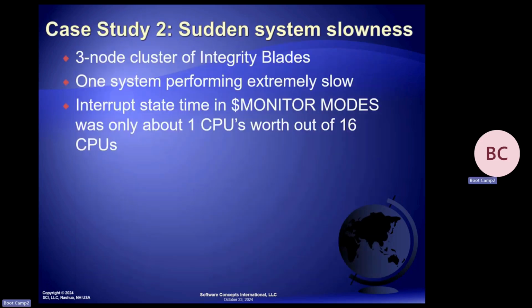Another case, we had a 3-node cluster, Integrity blades. One system was performing extremely slowly. We looked at interrupt state because that's one of the possible things that can be a bottleneck, but we found that there was only about one CPU's worth of interrupt state being used on the system, and that didn't seem like it'd be a bottleneck across the whole cluster. I mean, across the whole 16 CPUs in the box, you've only got a total of about one CPU's worth of interrupt state being used. So it's probably not bad.